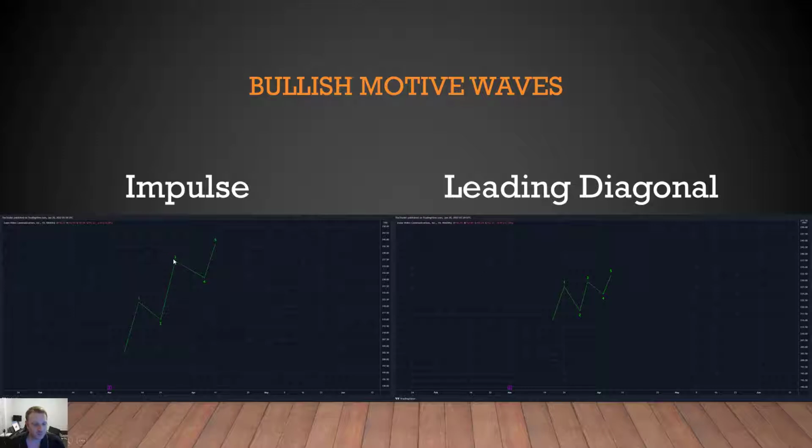One more little nuance to point out here on the impulse wave. Wave 3 is typically the longest, but it doesn't have to be, as long as it's not the shortest. So of waves 1, 3, and 5, wave 3 just can't be the shortest, even though it tends to be the longest. You could have a wave 1 that's longer than wave 3 as long as wave 5 is shorter than wave 3. Or you could have a wave 5 longer than wave 3 as long as wave 1 is shorter than wave 3. It just can't be the shortest. That's the real hard and fast rule of wave 3 in the impulse wave pattern.